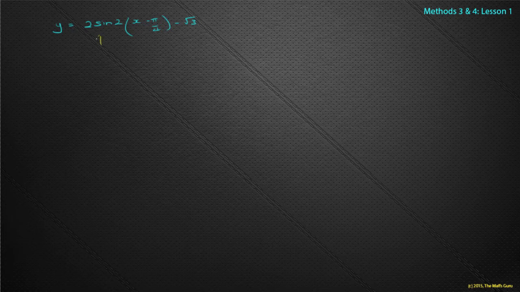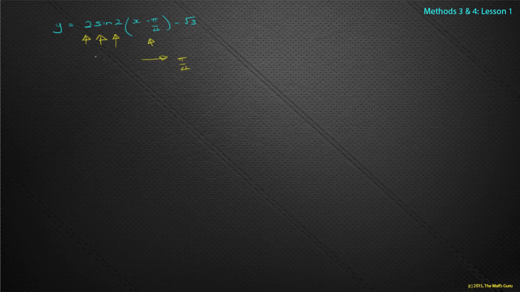What would happen if I had the graph of y equals 2 sine 2 open brackets x minus root 4 close brackets minus root 3? It looks pretty complicated, but once again, if you know what each of those components mean, you should be able to have a rough idea of how to sketch it.